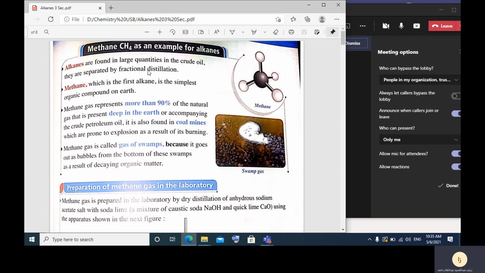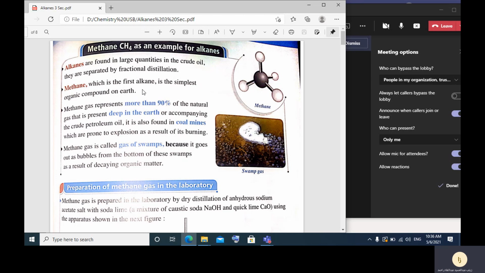So alkene are found in large quantities in crude oil and they can be separated by fractional distillation because the crude oil contains many liquids which are mixed together. Okay. Methane, which is the first alkene, is the simplest organic compound on Earth. Methane represents more than 90% of natural gas, that's present deep in earth, accompanying the crude petroleum.